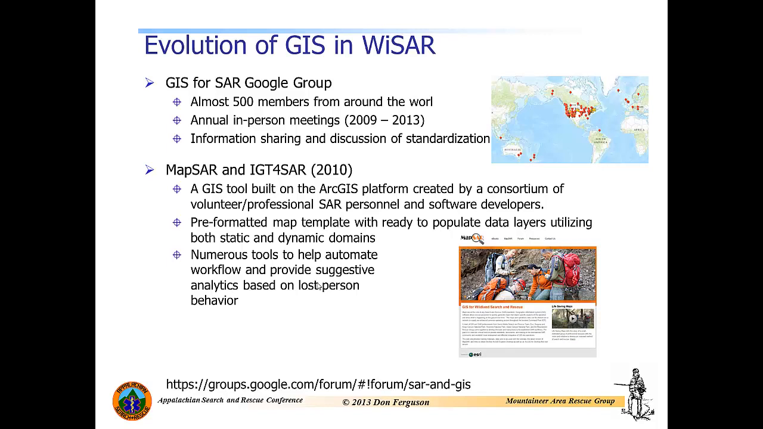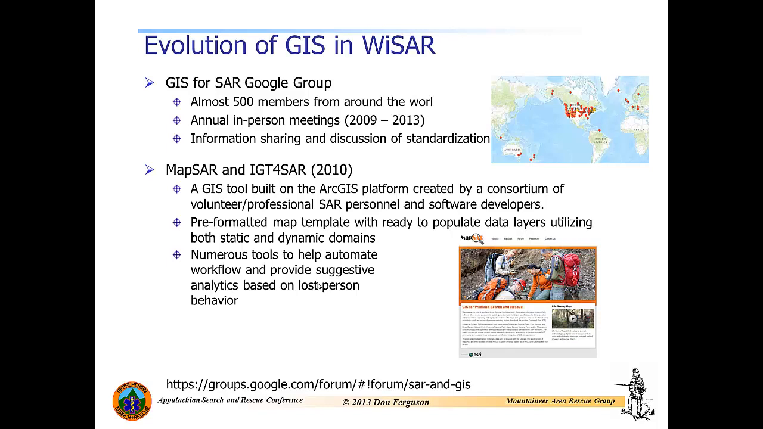Folks have been working on applying GIS to wilderness search and rescue independently for some time. But in 2008, more organized discussions began and a working group was formed. This group has now expanded to almost 500 members worldwide, and it's included annual gatherings for the past several years with the intent of standardization.